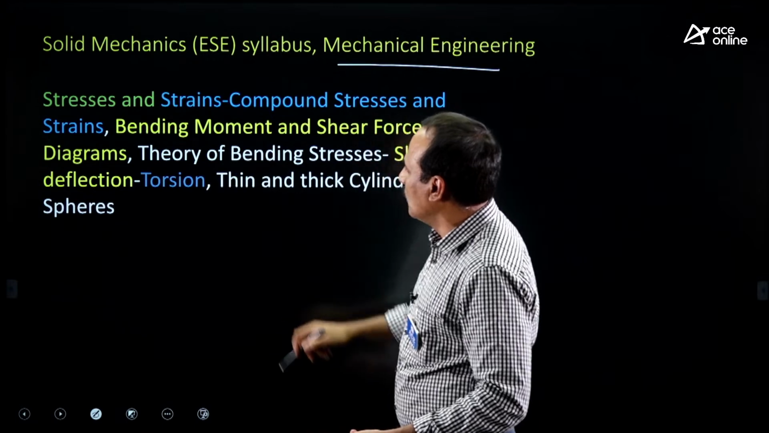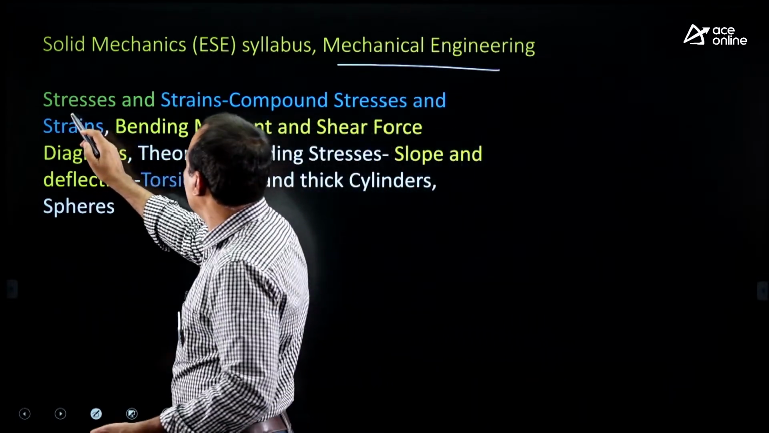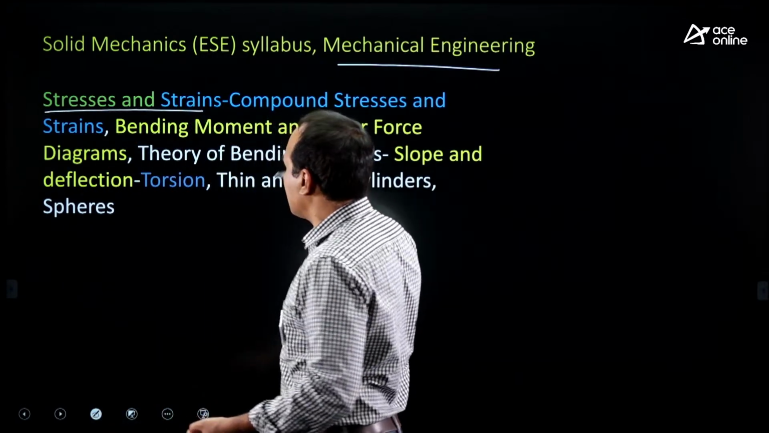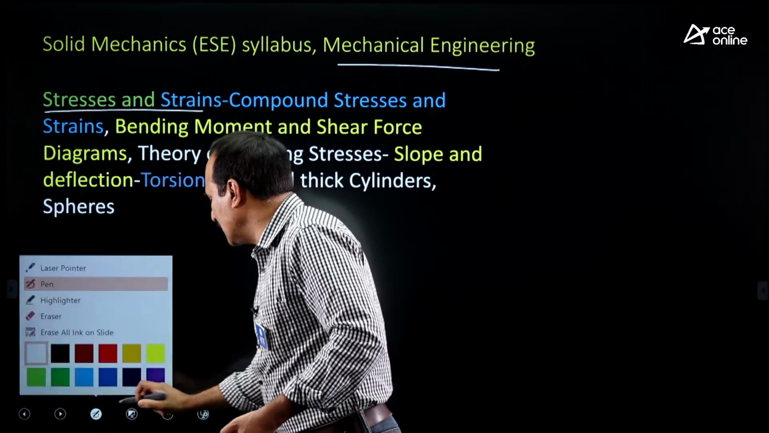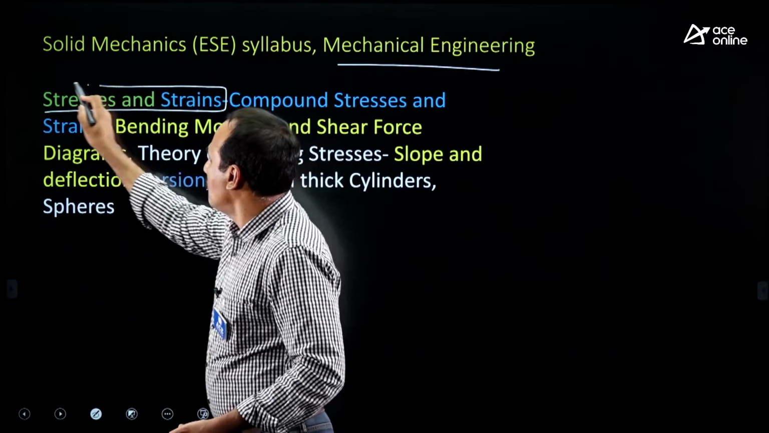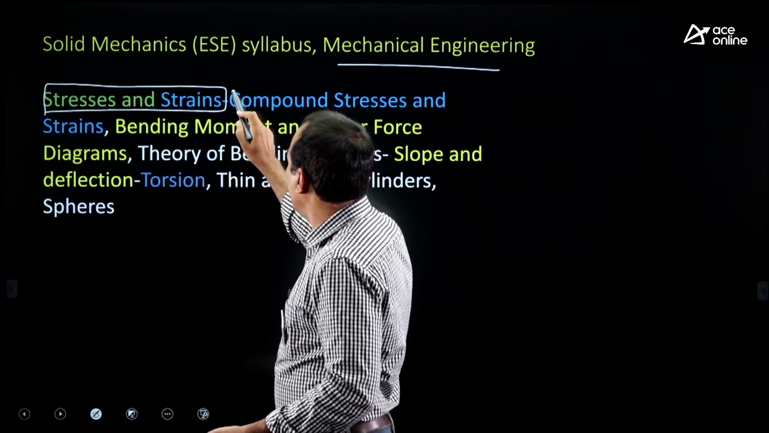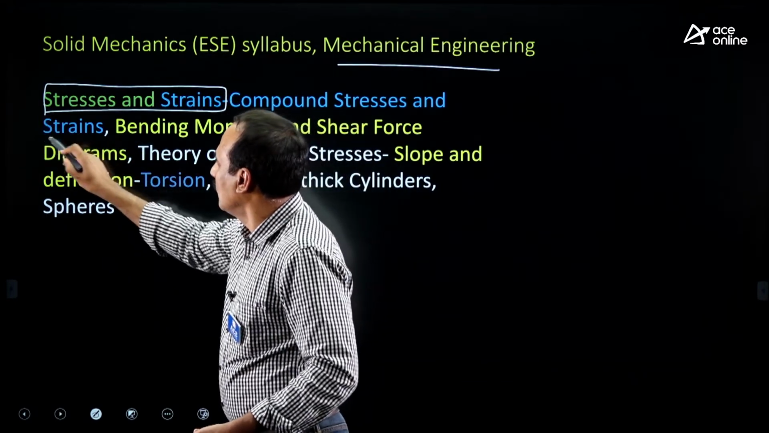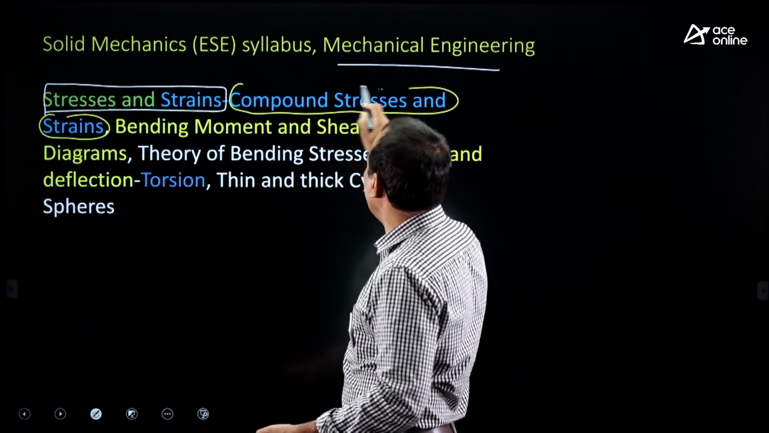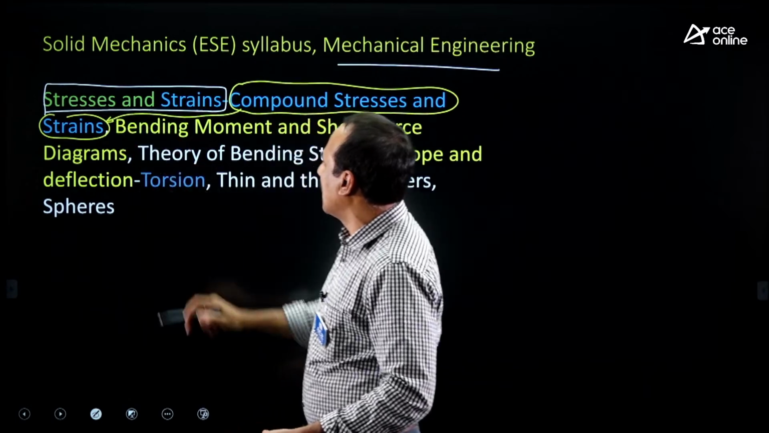Next is the ESE mechanical syllabus. Again it is divided, and different colors are there. You can look into the stresses and strains, and compound stresses and strains. Stresses and strains are nothing but simple stresses and strains. Next, compound stresses and strains are nothing but the stresses on inclined planes, Mohr circle, principal stresses and all. This is the second part.